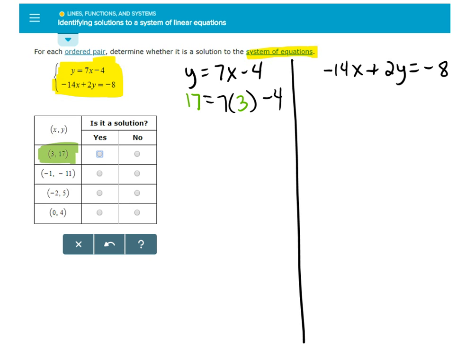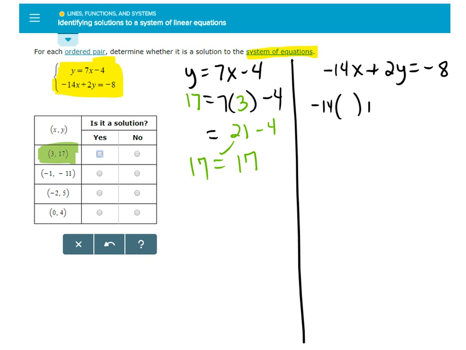And I now need to check. The left side is a 17. I need to see if the right side works out to be 17 also. According to order of operations, you would multiply before you subtract. So 7 times 3 is 21, and 21 minus 4 is 17. So I get 17 equals 17. Now, it checks in that equation, but that doesn't automatically mean it's a solution. I have to go over to the other equation and check it over there too.